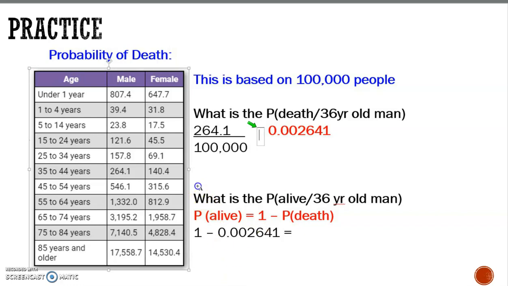But on the flip side, if I said, what's the probability that you will live 1 more year if you're a 36-year-old male, we're going to use the complementary rule that we just learned. The probability of living is just 1 minus the probability of dying. We found the probability of dying above, so if we take 1 minus that, the answer will be 0.997359. That would be the probability of living using the complementary rule.